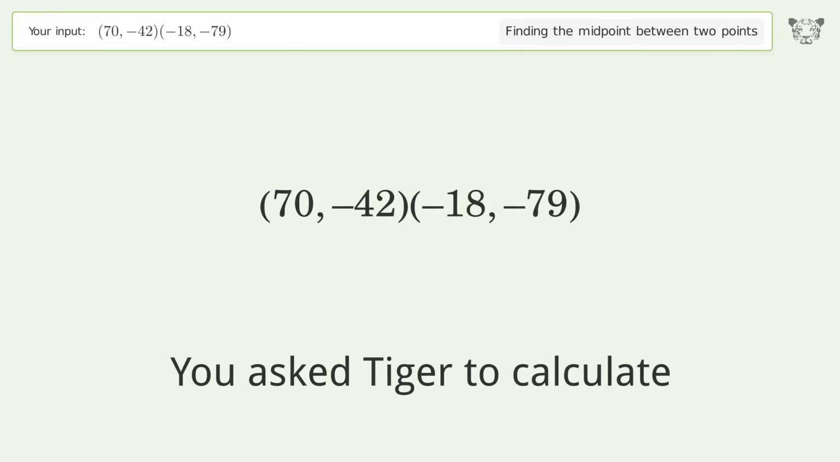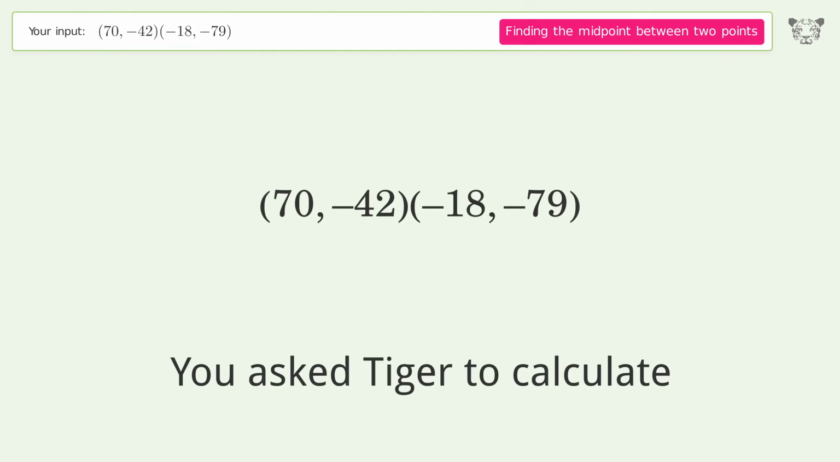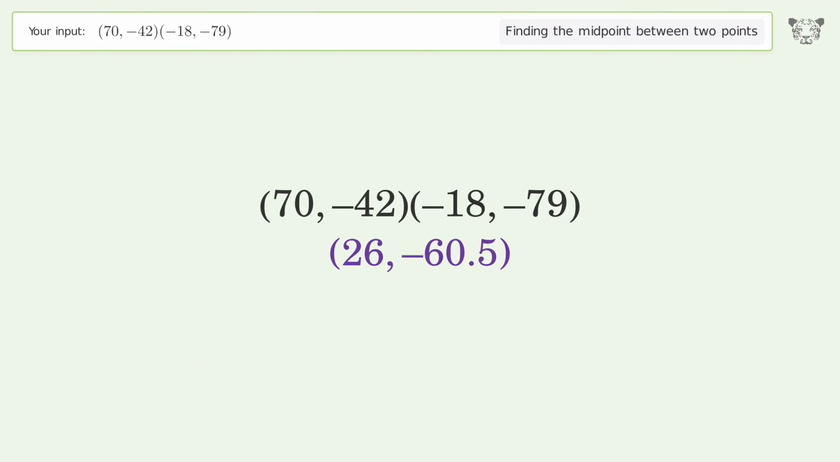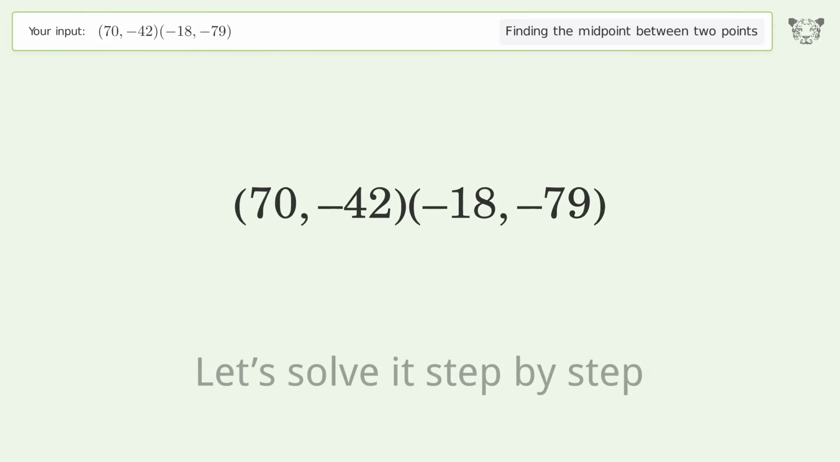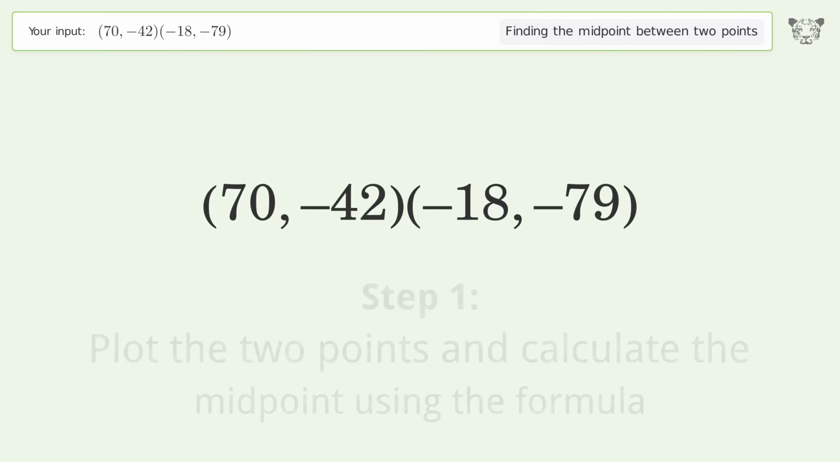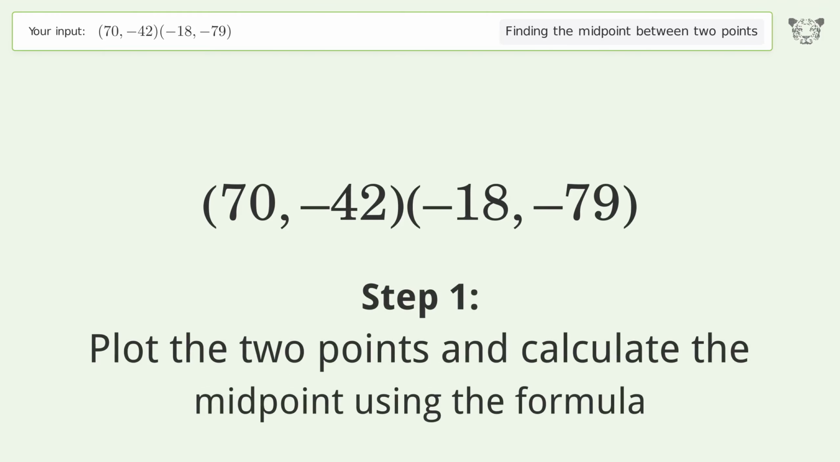You ask Tiger to calculate. This deals with finding the midpoint between 2 points. The midpoint between the 2 points is 26, negative 60.5. Let's solve it step by step. Plot the 2 points and calculate the midpoint using the formula.